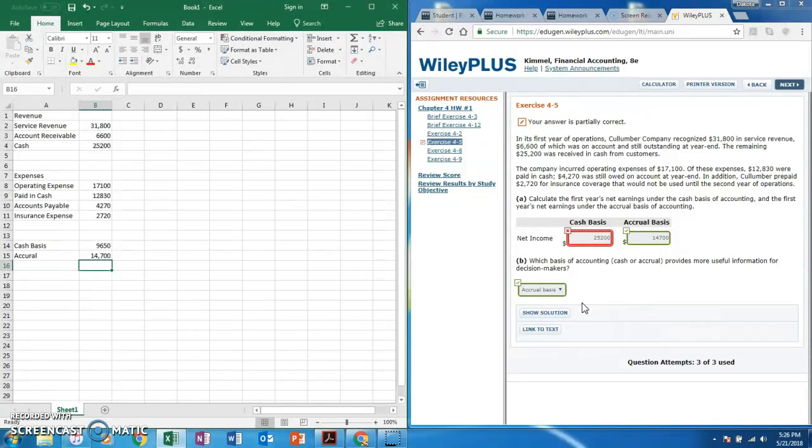It is more useful for decision makers because you see the correct balance, because everything is taken into play, not just when you receive cash.